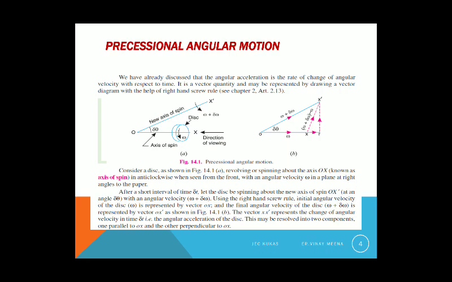Precessional angular motion. We have already discussed that angular acceleration is the rate of change of angular velocity with respect to time. It is a vector quantity and may be represented by drawing a vector diagram with the help of the right hand rule. Consider a disk as shown in figure, spinning about the axis OX, known as the axis of spin, in anticlockwise direction when seen from the front, with an angular velocity omega in a plane at right angle to the paper.